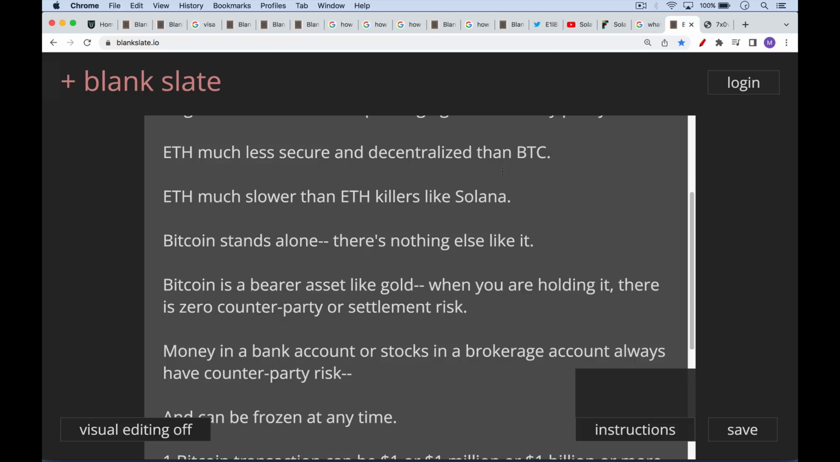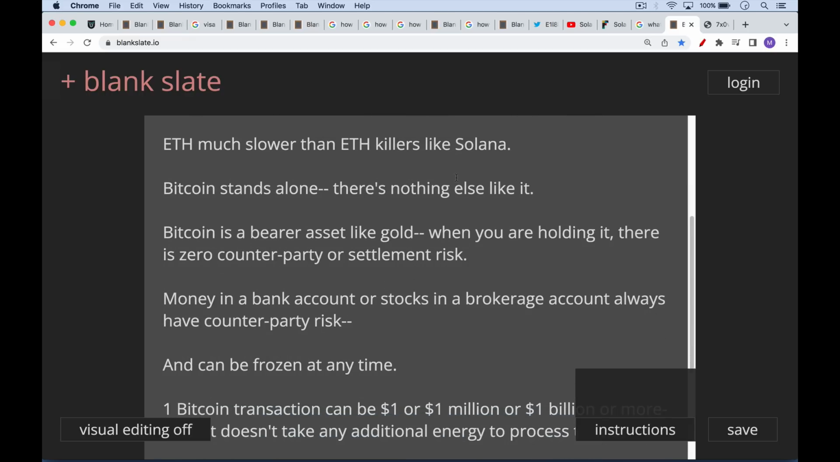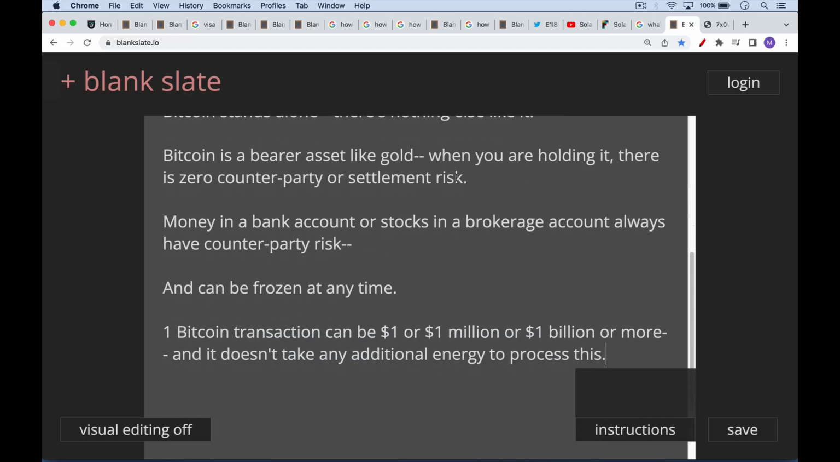By contrast, if you have money in a bank account, if you have US dollars or euros or yen in a bank account, or if you have stocks in a brokerage account, there's always this outsider third-party risk. You might call it counterparty risk. You might call it the fact that the government or the broker itself can freeze your account at any time. And Bitcoin is not like this. It's a bearer asset, unlike cash in a bank account, unlike stocks in a brokerage account. Holding Bitcoin, holding your own keys, is very much like holding your own gold coin or gold nugget or gold bar. It cannot be turned off, cannot be frozen.